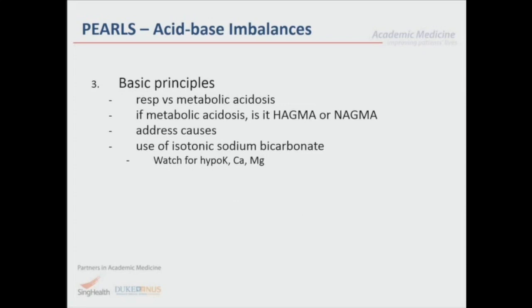A point on acid-base imbalances. Basic principles again, back to respiratory versus metabolic acidosis, since these are the two most common acid-base imbalances found in the ICU setting. If it's a respiratory acidosis, you have to adjust your ventilator settings. If you have a metabolic acidosis, you have to work out whether it's a HAGMA or a NAGMA and address the causes and treat accordingly. Use isotonic sodium bicarb judiciously to reverse any acidosis, but please do look out for any hypokalemia, low calcium, or low magnesium levels with the use of isotonic bicarb.